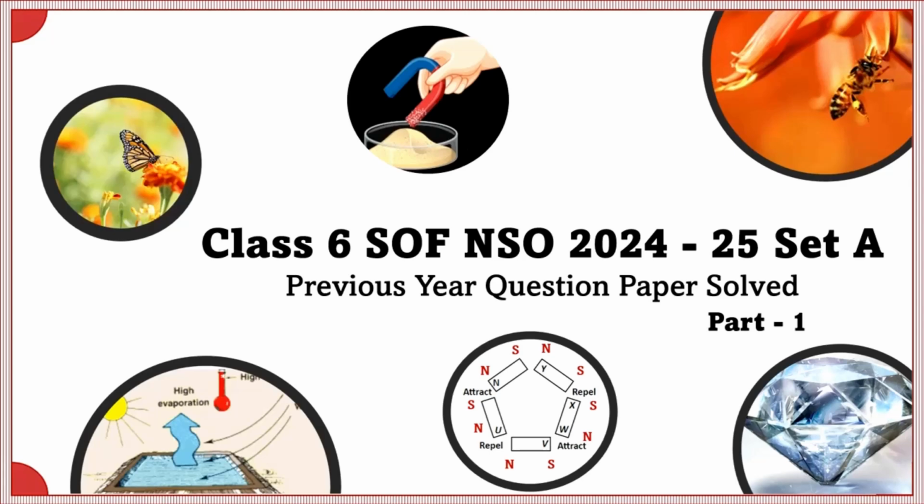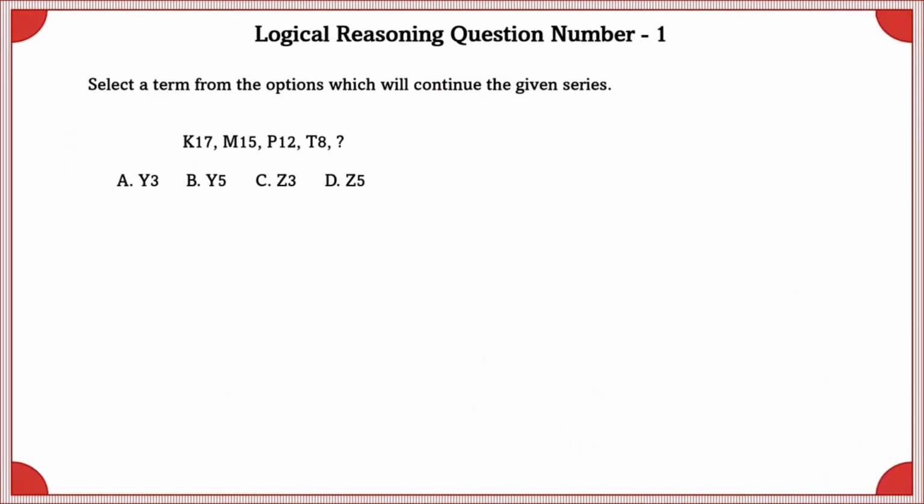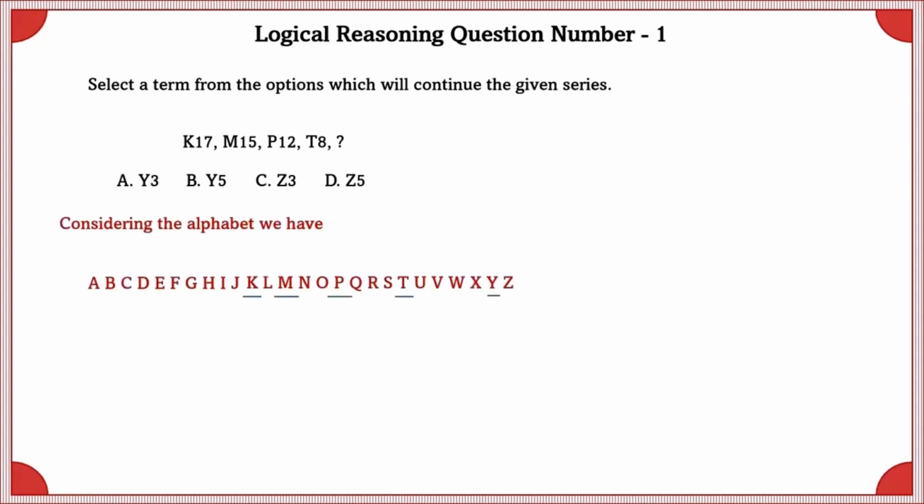Class 6 SOF NSO 2020-24 to 25 set A previous year question paper solved. Logical reasoning question number 1. Select a term from the option which will continue the given series. First, let us find out what the given series is.